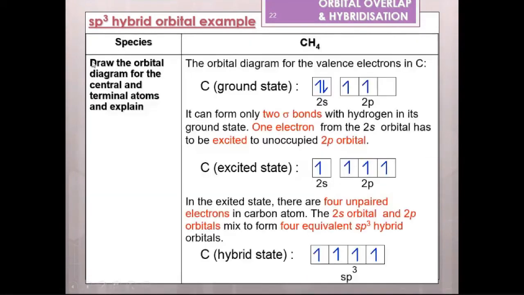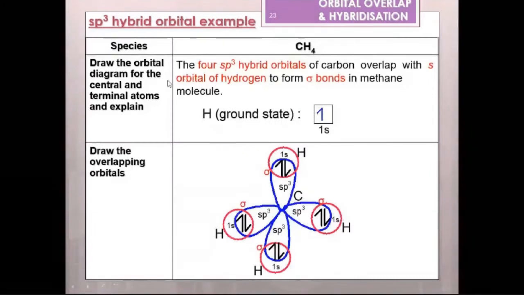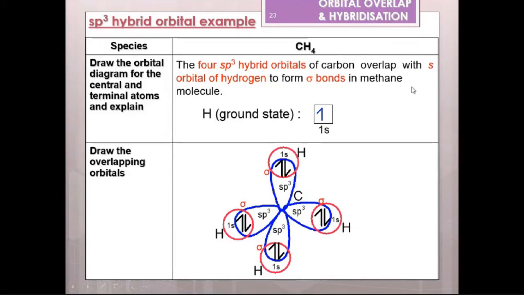Always must remember the orbital diagram must tally with the molecular geometry. Okay, so your drawing is like this. Label the central atom, terminal atom, a pair of electrons, label sigma, and then the orbital for hydrogen 1s. The orbital for the carbon is sp3. Okay, also remember to draw the orbital diagram for the ground state. Okay, so this is the explanation for the hybridization diagram.